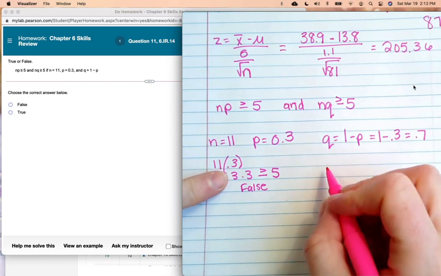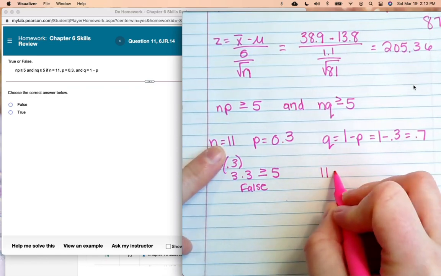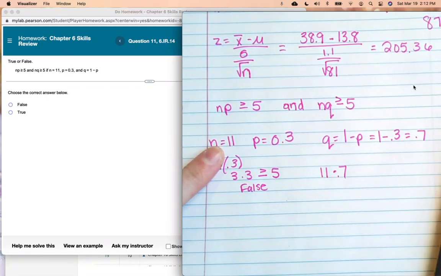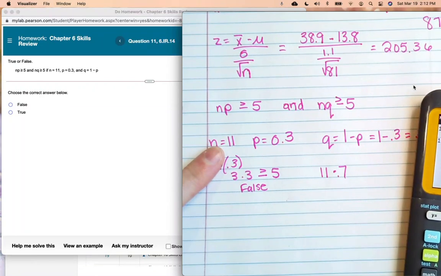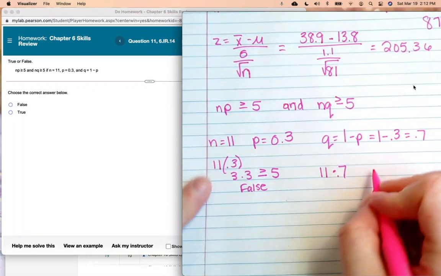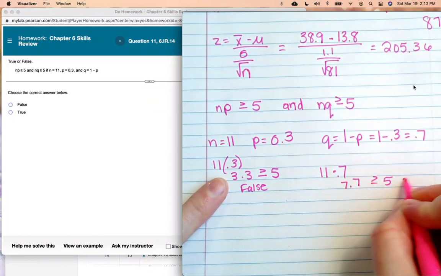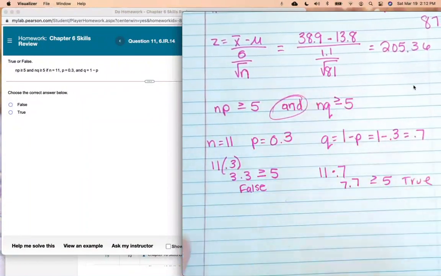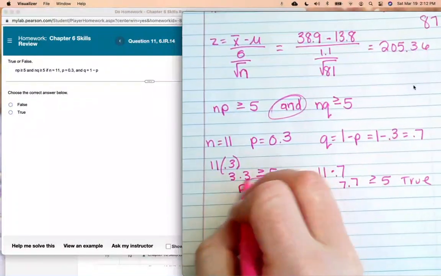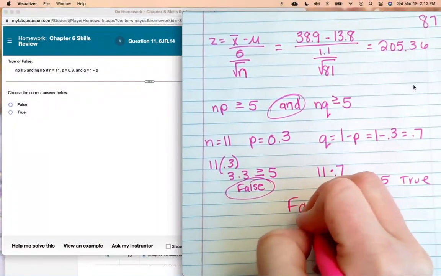So let's go ahead and just do it. 11 times 0.7 would be 7.7. Is 7.7 greater than or equal to 5? This is true, but it says and. They both have to be true. So anytime you have at least one false, it is a false answer.